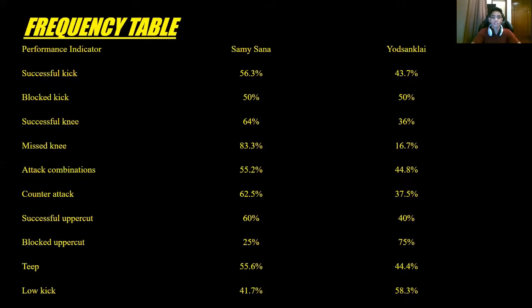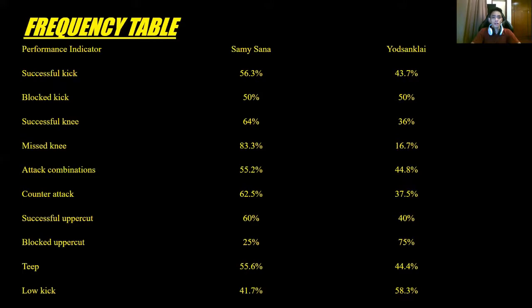So, in attack combination, Semi Sana had 55.2% and Yod Sang Klai had 44.8%. The reason is the physical and territorial pressure by Semi Sana, who combines punches and kicks, while Yod Sang Klai only uses combo punches. This gave Semi Sana more successful attack combinations.